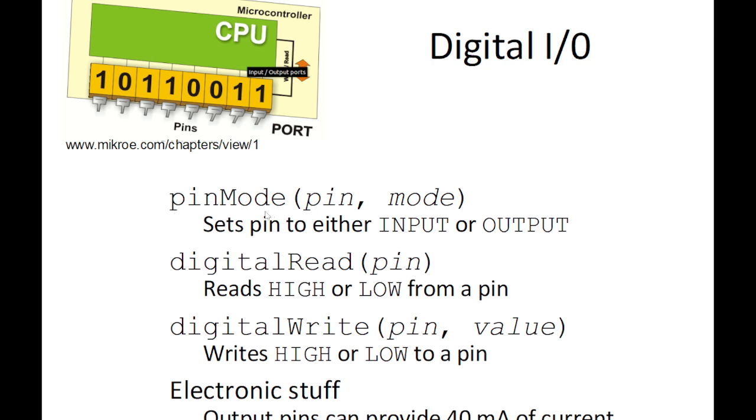We already used pinMode, specifying the pin and the mode, whether it's going to be input or output. In our previous example, we made it an output pin, and we can use the digitalRead function and specify the pin number to read the value as 1 or 0, low or high, from that pin. And we can write to the pin, if it's an output pin, specifying the pin number and the value to make it high or low.